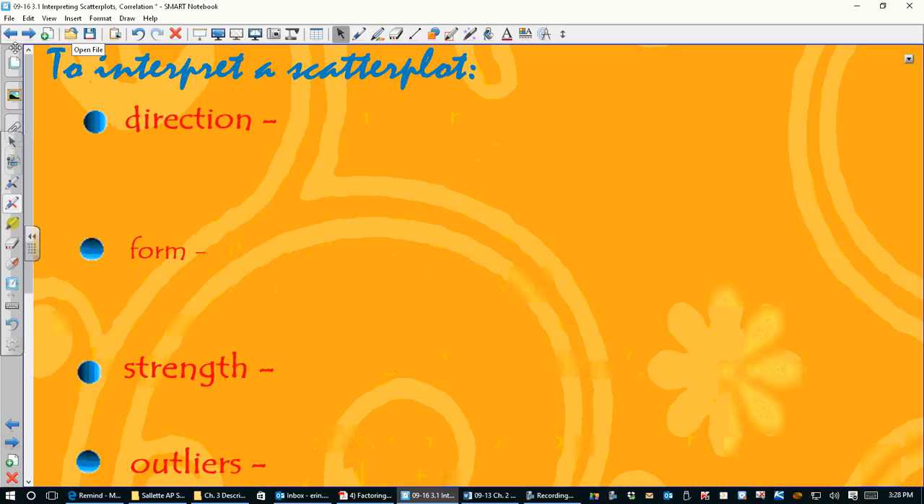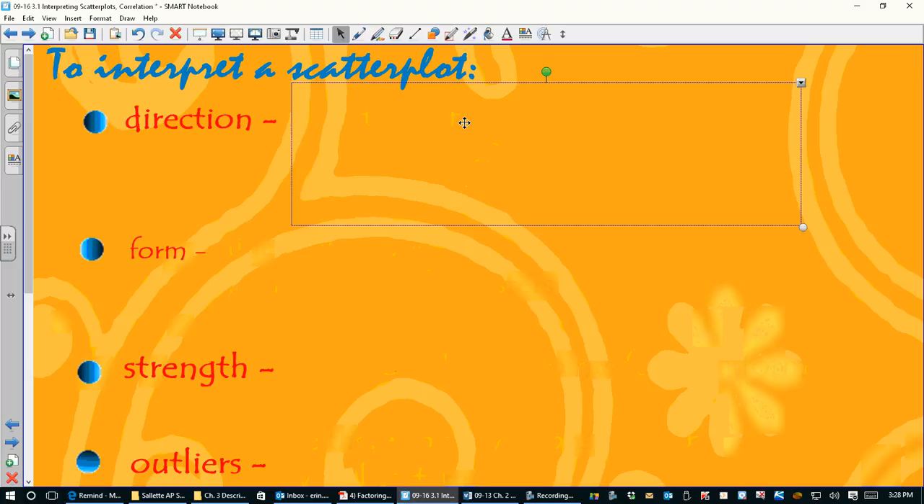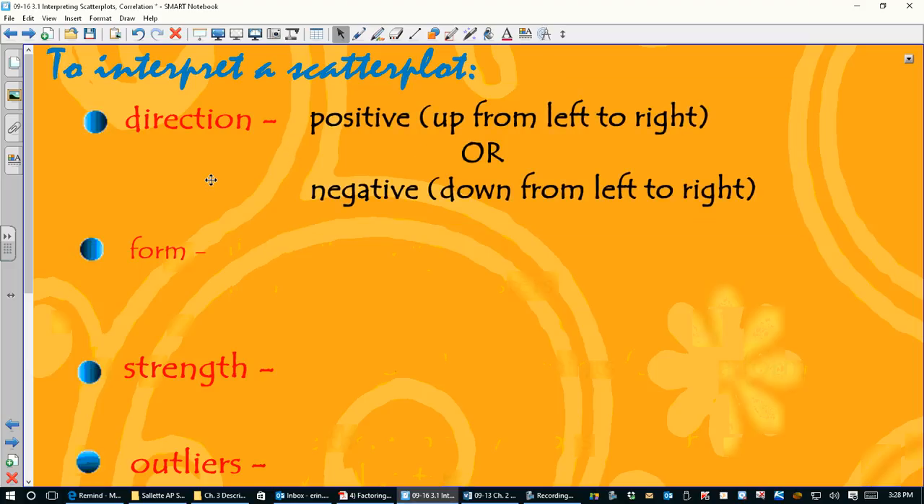Here, when we're talking about interpreting our scatter plot, first we already know how to make our scatter plot and calculate it. We can also do it by hand. But when we're interpreting it, we say that there is a positive relationship whenever our scatter plot has a trend that progresses up as you travel from left to right, or it's negative if progressively your points are traveling down when you travel from left to right.